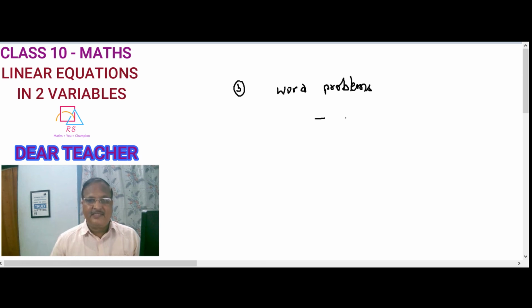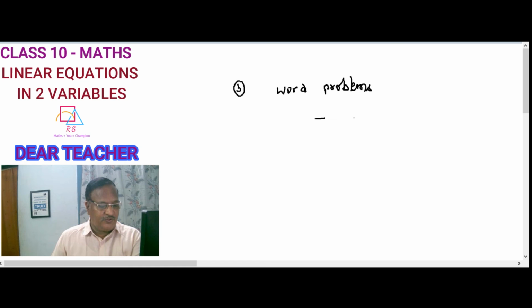One angle is x, another angle is y. Okay, the coach, third question: the coach of a cricket team buys 7 bats and 6 balls. The number of bats and the value of a ball are the variables. X is the bat value and ball value is y.